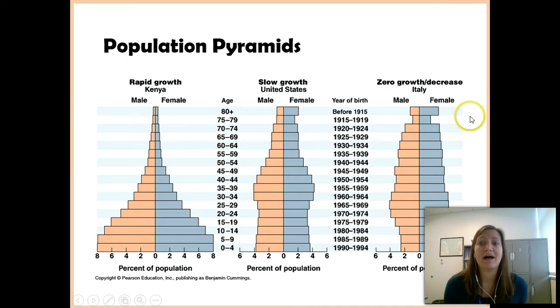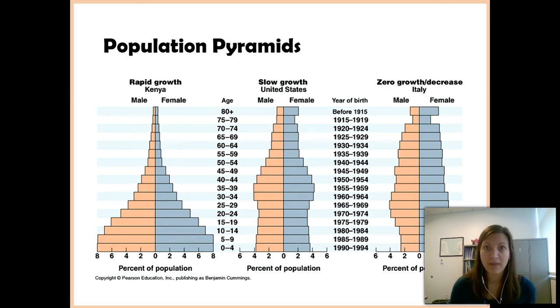Then you also have countries that have no growth or are even declining. Italy is a great example, and Japan has recently been in the news a lot more. For the environment, that's kind of a good thing. Less people means less resources. Socially, there's actually quite a lot of issues, and there's a video you'll watch that explores those issues.